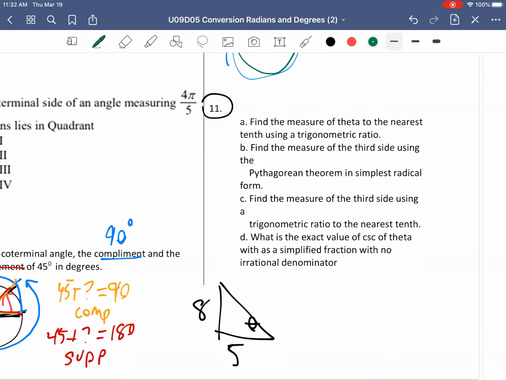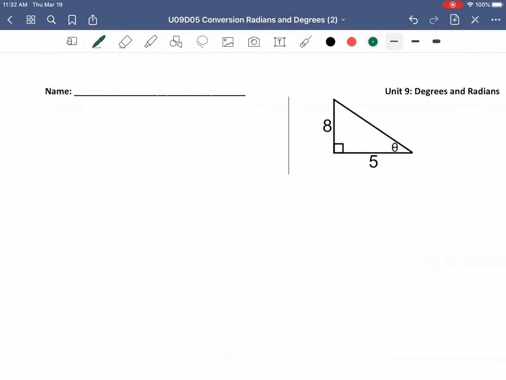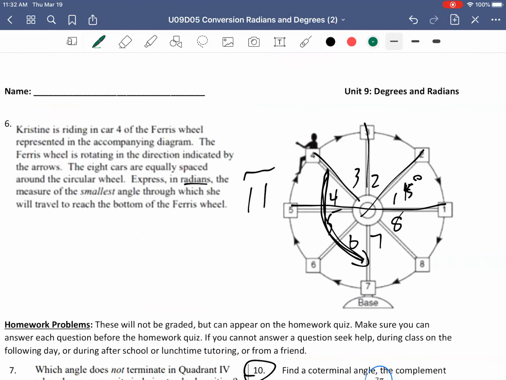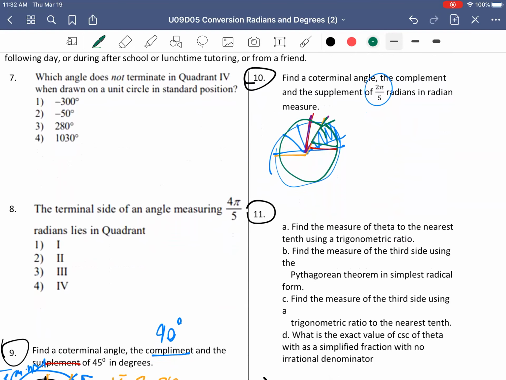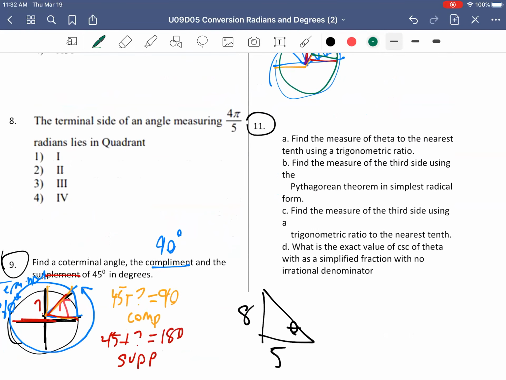So problem 11, the triangle actually wound up on the next page. I'm not sure how that happened when I set this up. That's why I'm starting to put all the files as PDFs, so that shouldn't happen again.